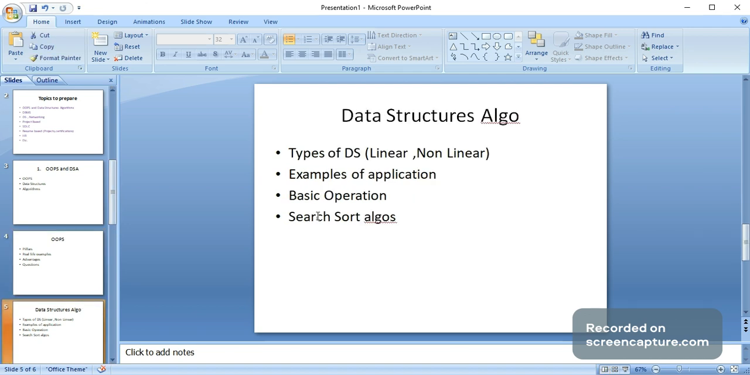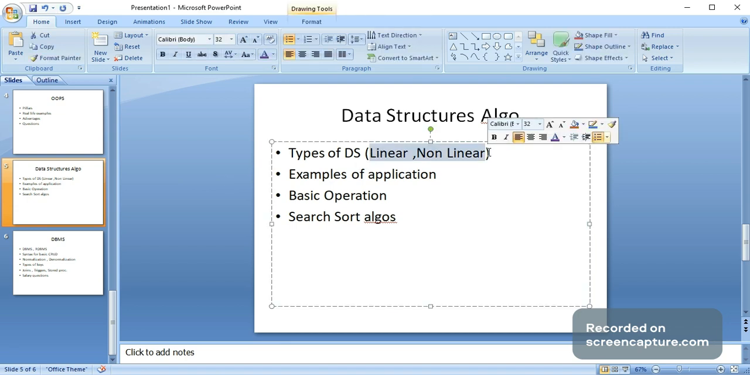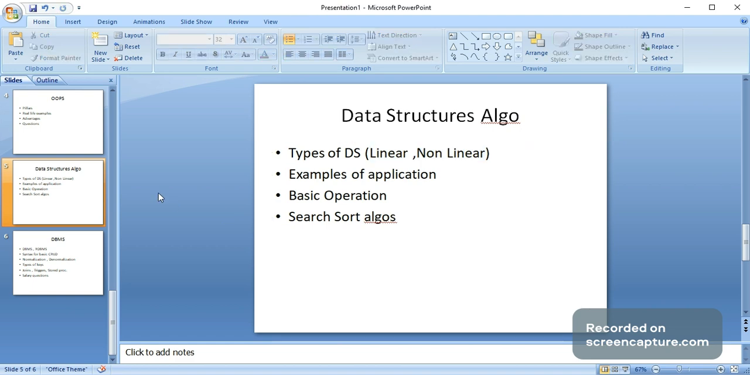Now moving on to the data structures and algorithms part. DS is divided into two parts. The first one is linear and the second one is non-linear. Those people who have full knowledge of everything, both linear and non-linear, that is well and good.